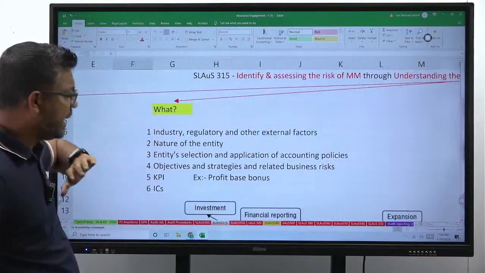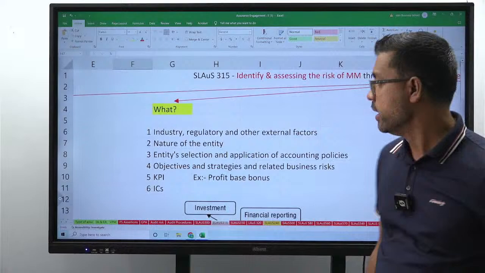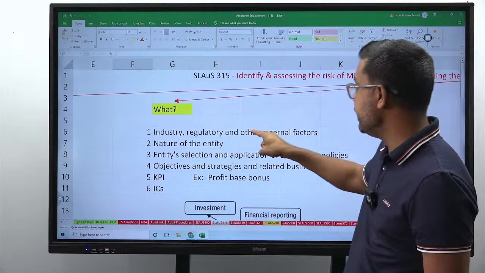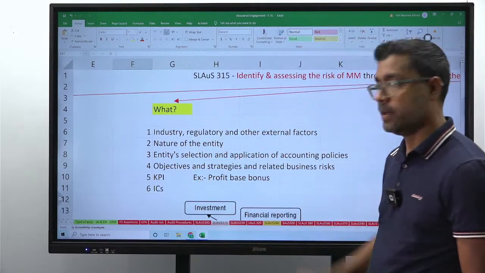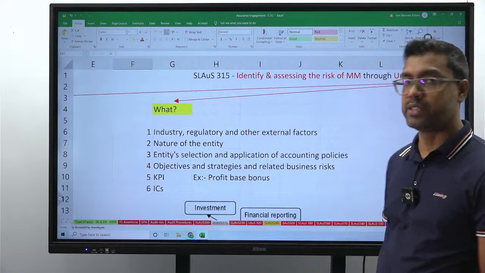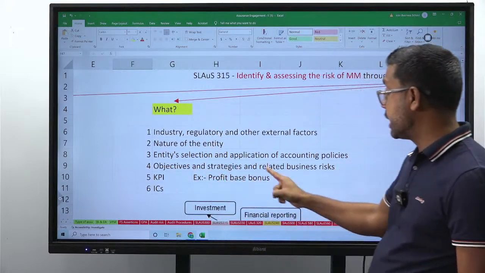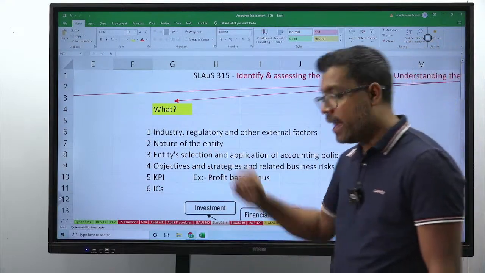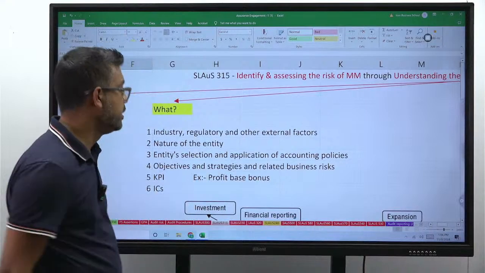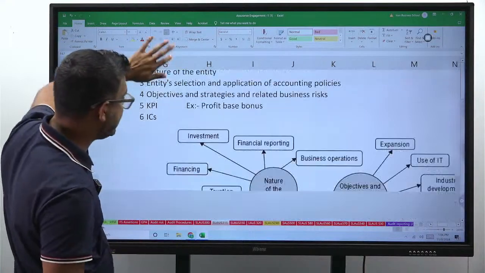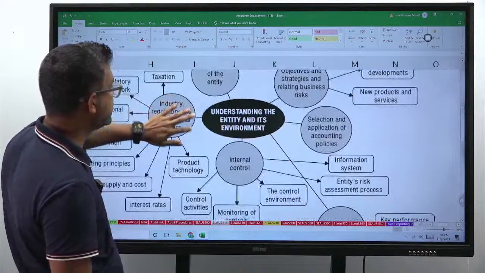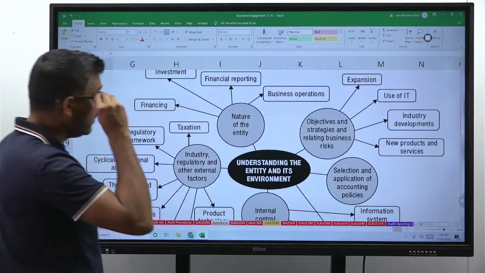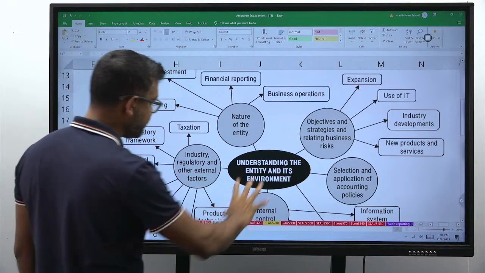What we need to understand, standard says identify 6 areas of understanding. You must understand 6 areas: industry, regulatory, and other external factors. Nature of the entity. Entity's selection and application of accounting policies. Entity's objectives and strategies and related business risk. Entity's key performance indicators. And internal control system, framework, environment. These 6 areas in your study pack are conceptualized like this in an image, a conceptual visualization. I will use the same image that is there in your study pack to explain this.